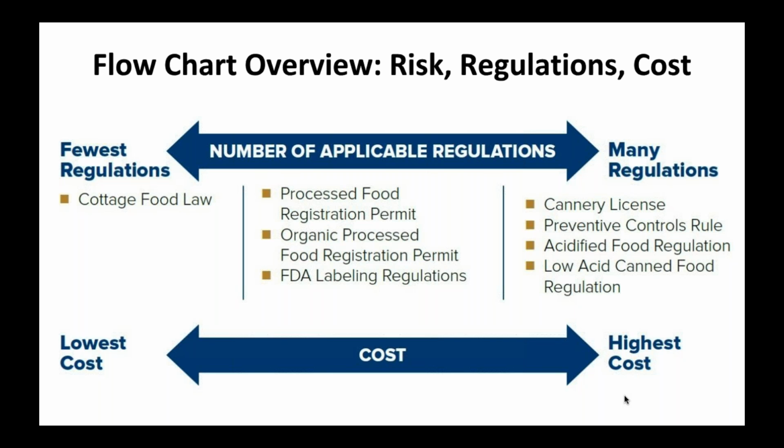So as I'm sure you can infer, the more regulations you have to adhere to, the higher the cost. So there are fees associated with registering for the state. And so those fees tend to increase the higher you get up in that risk spectrum. And of course, your operating costs are going to be much higher if you have a high risk food compared to a low risk food. So all things to consider as you're thinking about entering the food processing space.